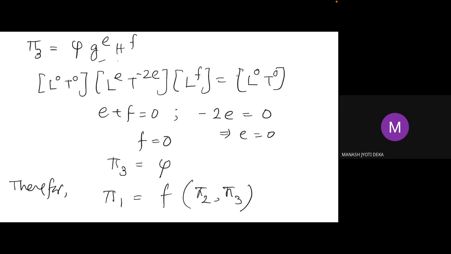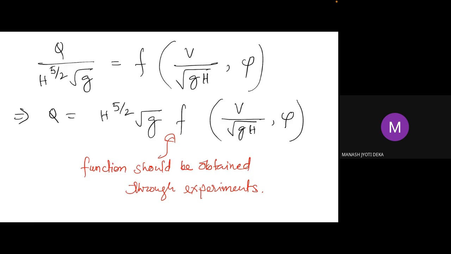So we can write this pi1 as a function of pi2 and pi3. So pi1, which is Q by h to the power 5 by 2 square root of z, is a function of the velocity by square root of zh, and phi. So Q we can write in terms of this function. This function again we need to obtain through experiment only.